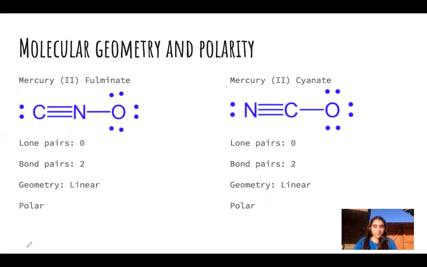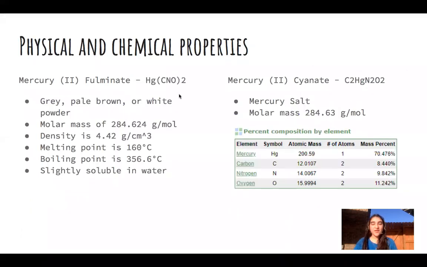So now let's talk about, if I can move slides, the physical and chemical properties. So for mercury fulminate, some things we know is that it's a gray, pale blonde, brown, or white powder. It has a molar mass of 284.624 grams per mole. We know some things like the melting point of 160 degrees Celsius. It's slightly soluble in water, the basic things.